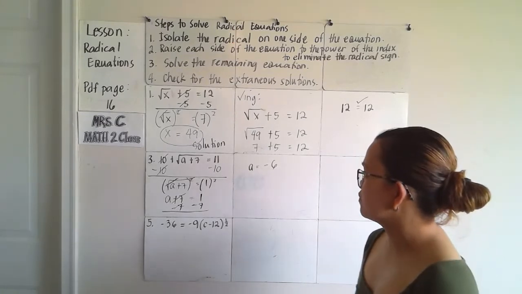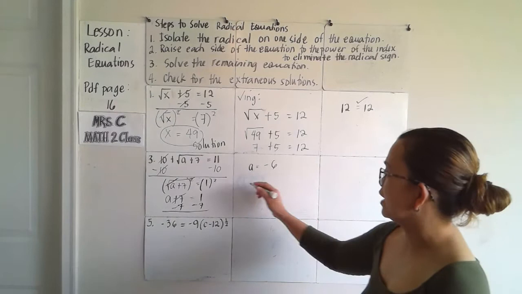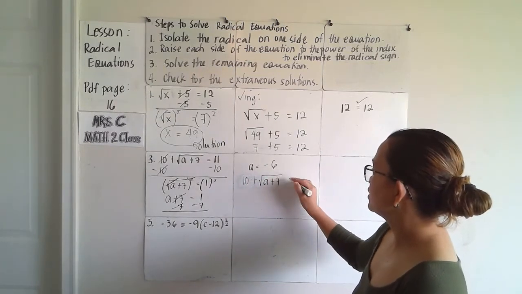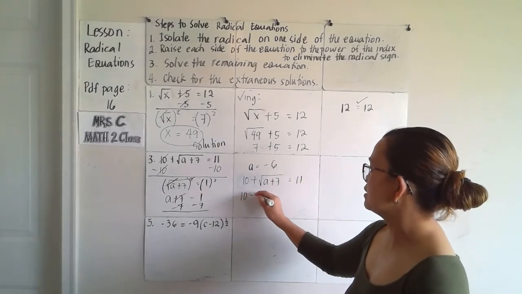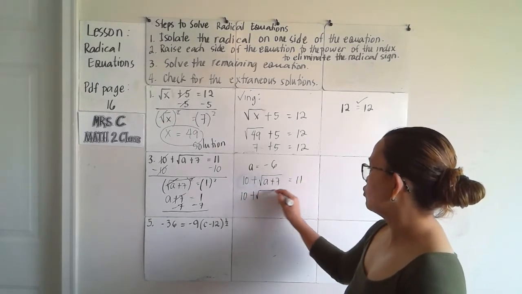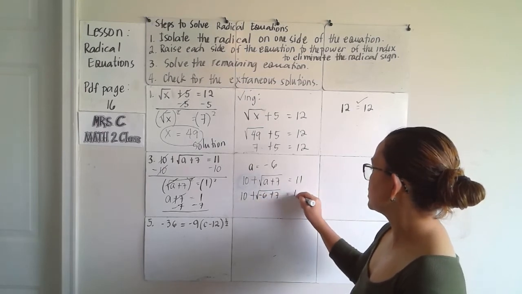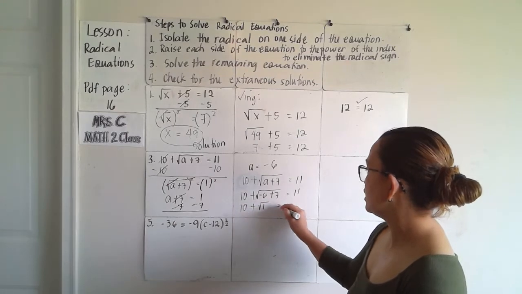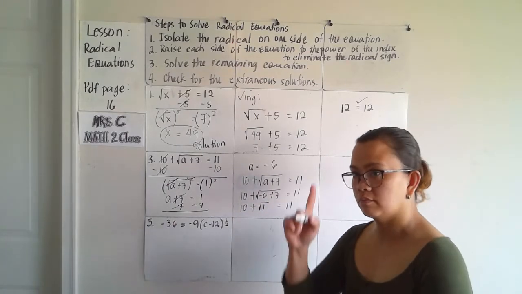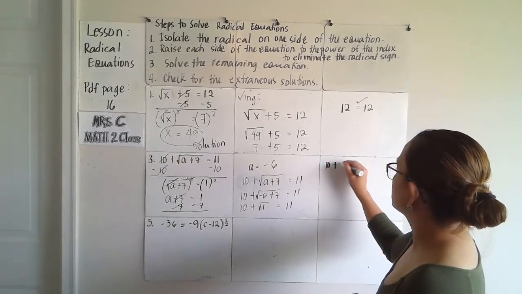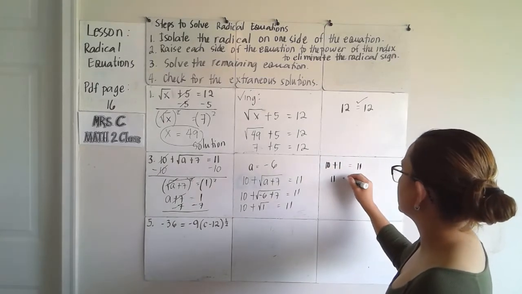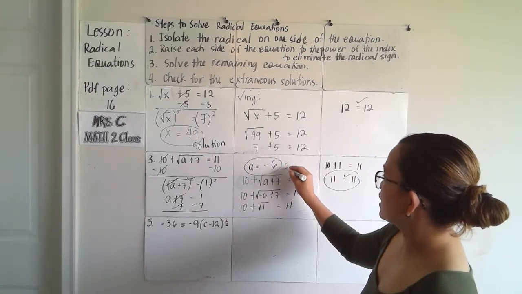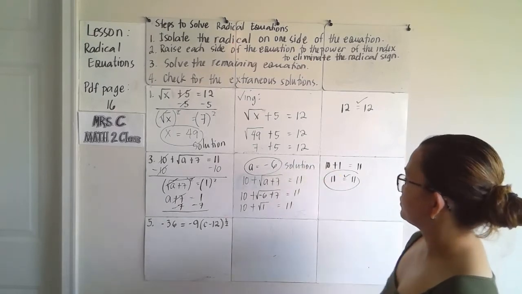Then we don't know yet if negative 6 is a solution, so we need to plug it back in. 10 plus square root of a plus 7 equals 11. So 10 plus the square root of negative 6 plus 7 equals 11. This is 10 plus square root of 1 equals 11. What is the square root of 1? It's 1. So 10 plus 1 is equal to 11, which says 11 is equal to 11. Therefore, negative 6 here is a solution.